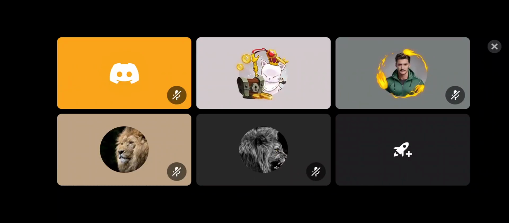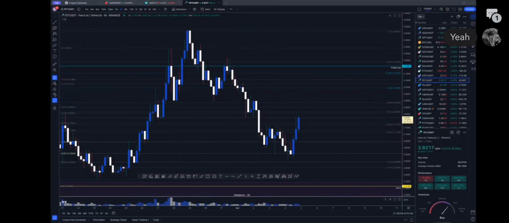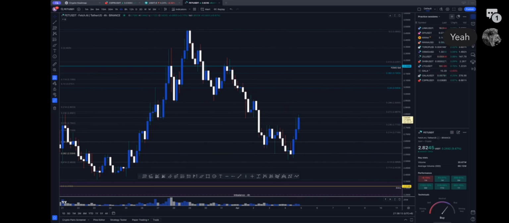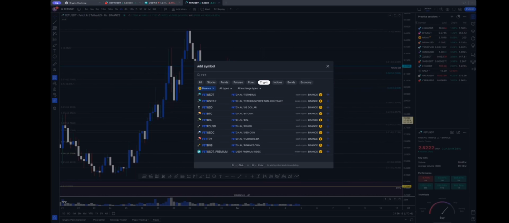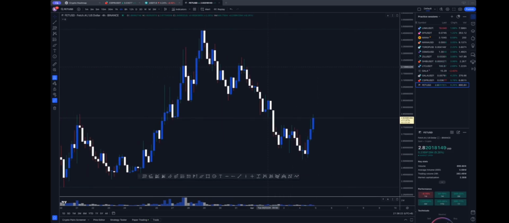See my screen, Alpha? And we'll probably do a coin with a brand new chart. MVT probably USD is fine. Okay, great. Brand new chart.